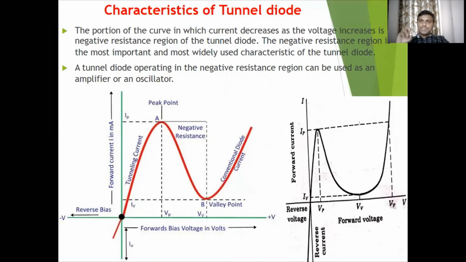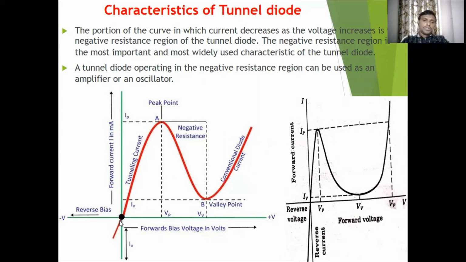Why it is resistance here is nothing but V and I. V is equal to IR, so R is equal to V by I, right? So both are proportional normally. But here, as we increase the voltage, the current is decreasing. That's why it is called the negative resistance region.